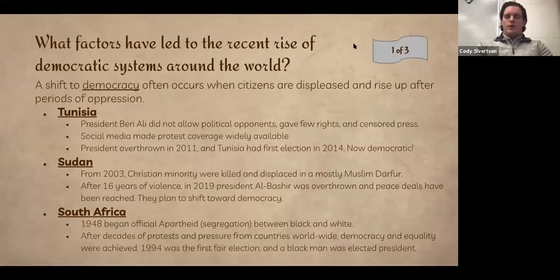And so I'm not going to sit here and read the slides to you guys, but my first slide is about kind of giving the more stereotypical rise of democracy story. So I give you 3 different examples here of where democracies have risen up and established themselves in more recent years. So you see Tunisia and Arab Spring, Sudan following the conflict in Darfur, and then South Africa and apartheid.